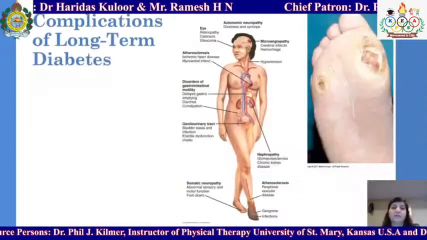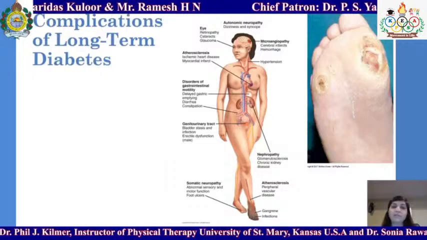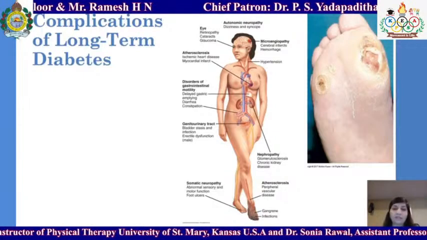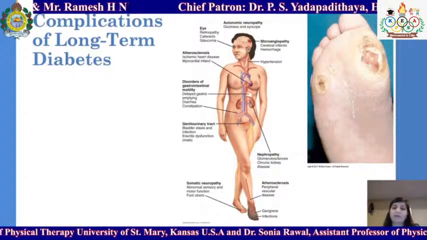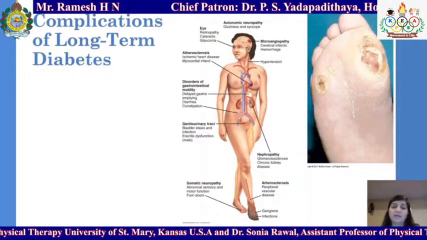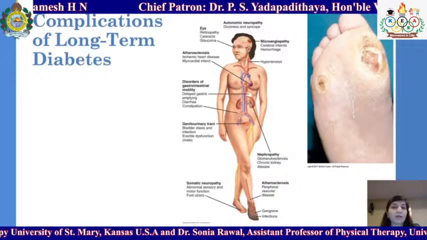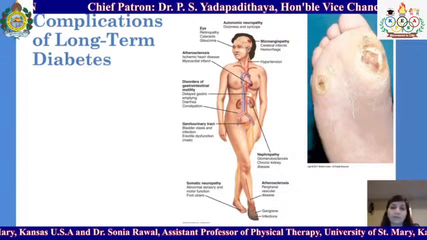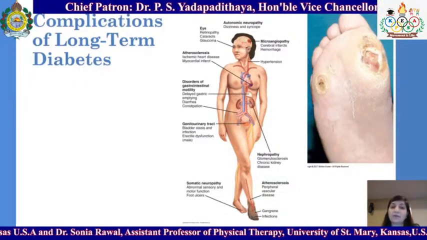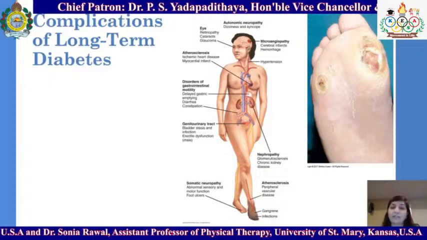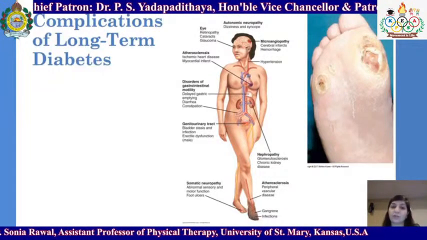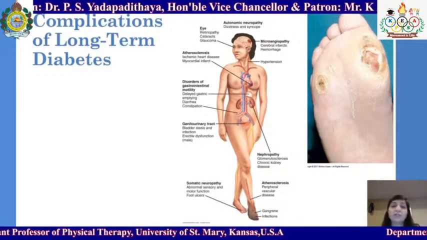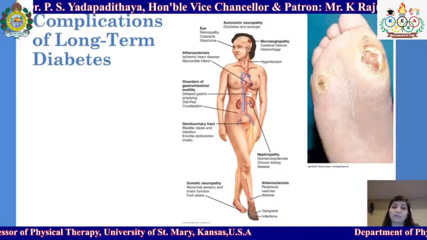If the blood glucose levels remain elevated for a longer duration of time, they can lead to different complications. Some of the complications are listed here in this figure. Increased blood glucose levels can affect the arteries of your body, leading to hypertension. They can also affect the arteries of the brain, leading to stroke or hemorrhages. Vessels of the eyes can also get affected, leading to retinopathy and cataracts, and also visual loss. It can also affect the heart, leading to ischemic heart disease or myocardial infarction.